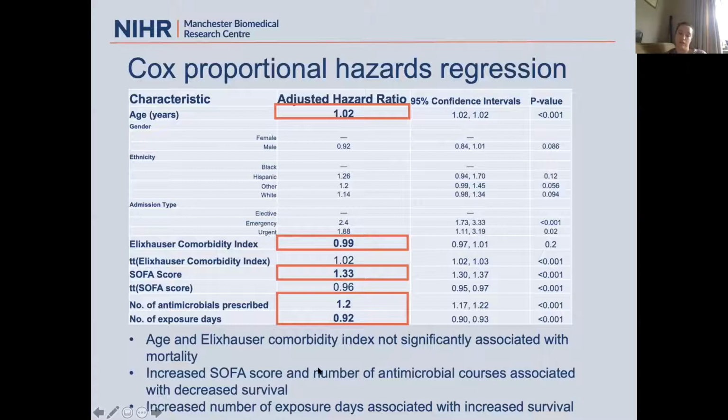But the hazard ratio for the number of exposure days is less than 1. So that means that an increased number of exposure days is associated with increased survival.